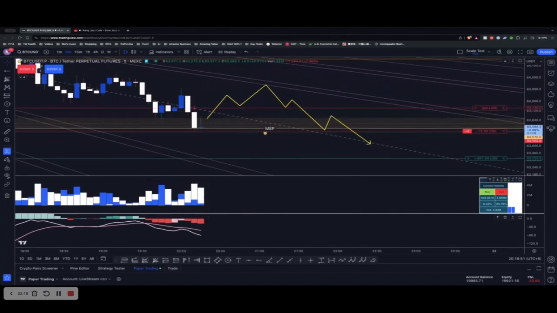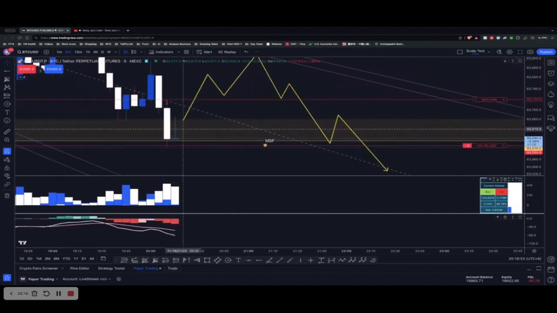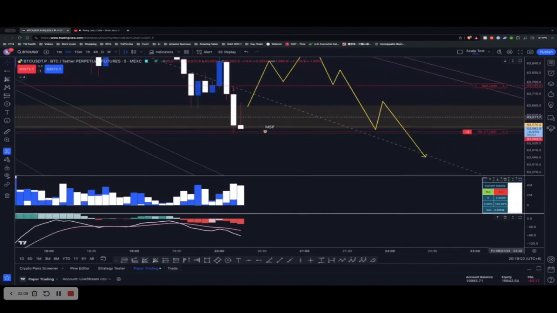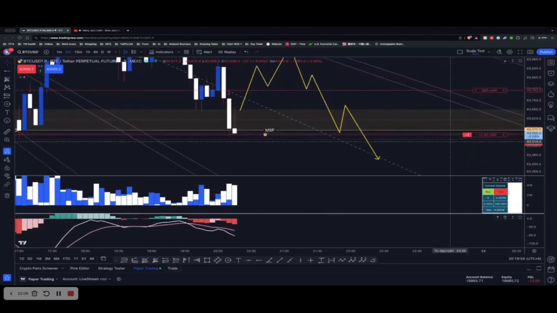However, this wick again shows me that it's pretty bearish, right? You guys see the God wick? This long wick is a bear wick, right? So I'm thinking it's going to go down pretty soon.